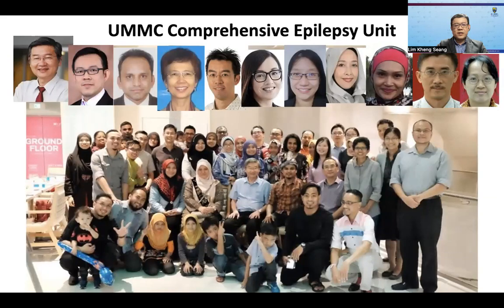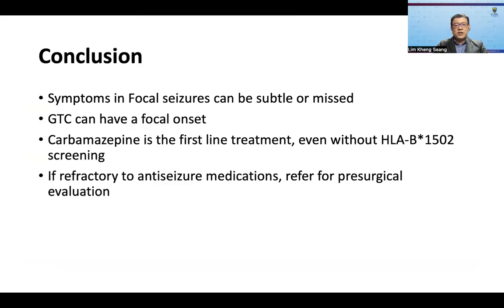In conclusion, symptoms in focal seizures can be subtle or missed. GTC can have a focal onset. Carbamazepine is a first-line treatment. Even without HLA-B1502 screening, we should consider carbamazepine first. If refractory to anti-seizure medications, refer for pre-surgical evaluations. And lastly, remember our focal seizure screening tools, which include aura, focal motor presentations, and automatism.